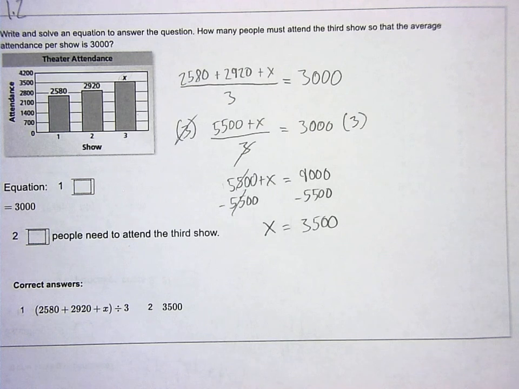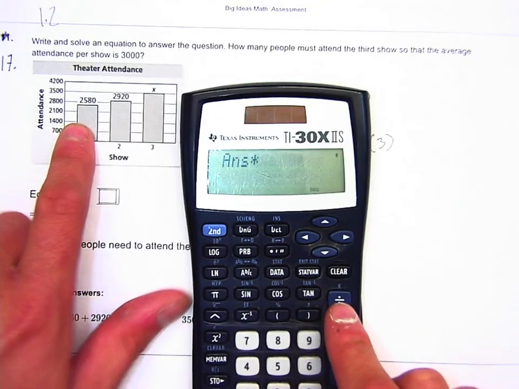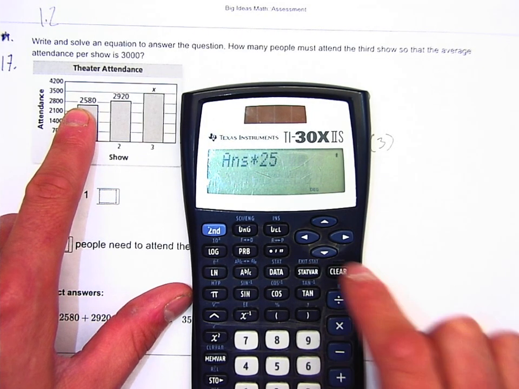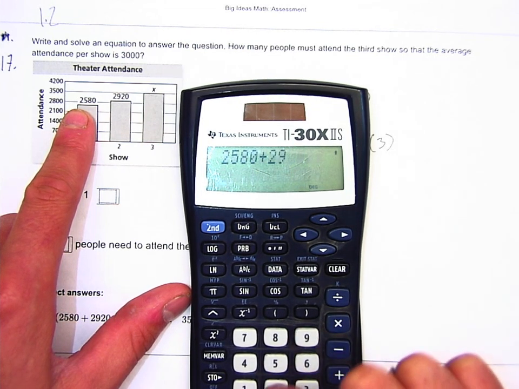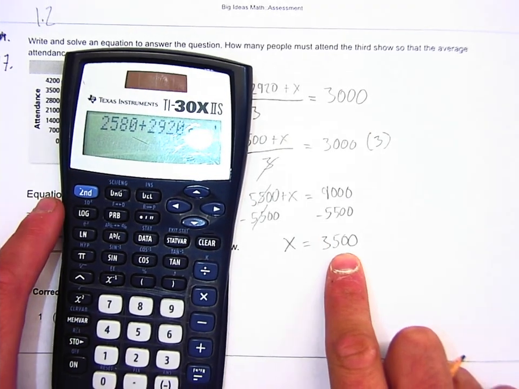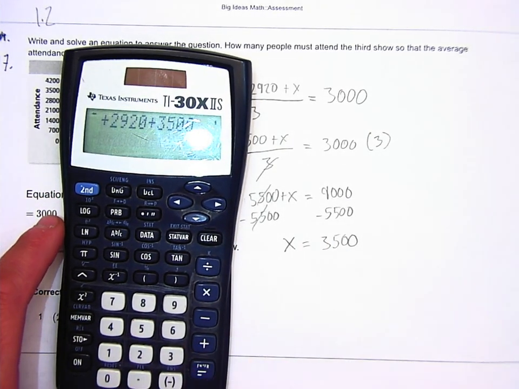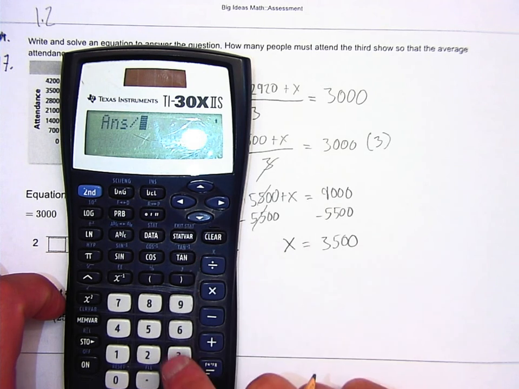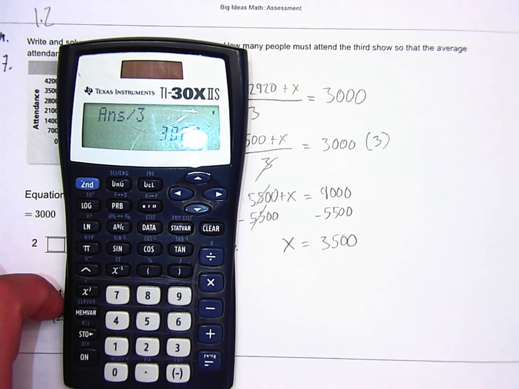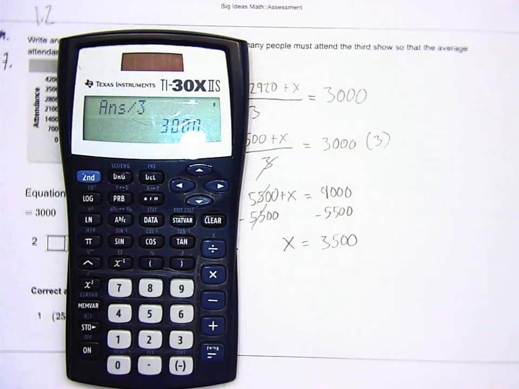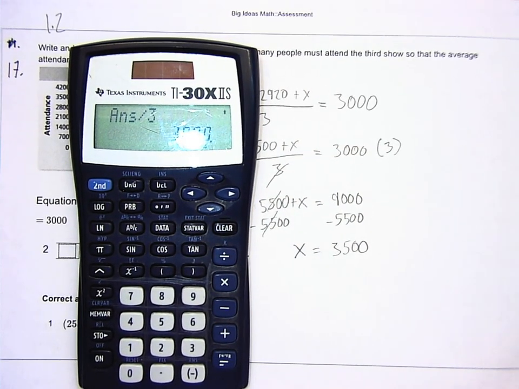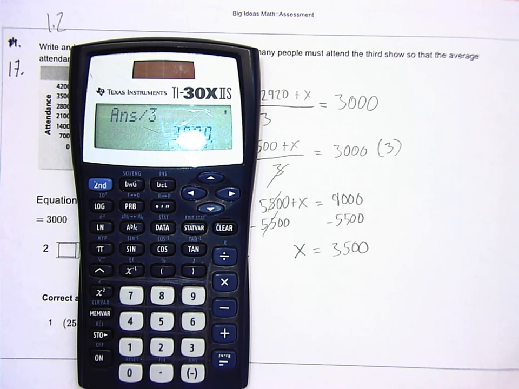Last thing I'm going to do is just check my work. I'm going to see, does this make sense? Is it reasonable? So I'm going to actually take the average real quick. I'm going to add those 3 numbers up: 2,580 plus 2,920 plus 3,500. I'm going to enter that, and let's go ahead and divide by 3 to take the average of those 3 numbers. And then we're left with 3,000, so that would give me an average of 3,000. So that looks good. And there you have 1.2, number 17.